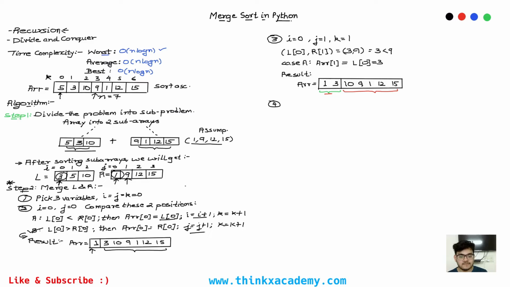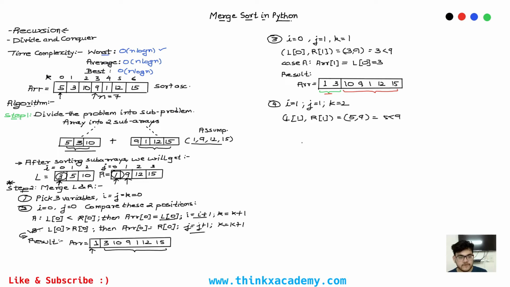So now this is case 1, or the case A, where the i will get incremented. So now i will be equal to 1, and the value of j will remain the same, so j will be equal to 1. k will change because every time we are trying to overwrite the position. So here again we are going to compare L of 1 with R of 1. What is the value of L of 1? Here you can see it is 5, and what is R of 1, which is 9. 5 is less than 9. Again the case A is applied here.